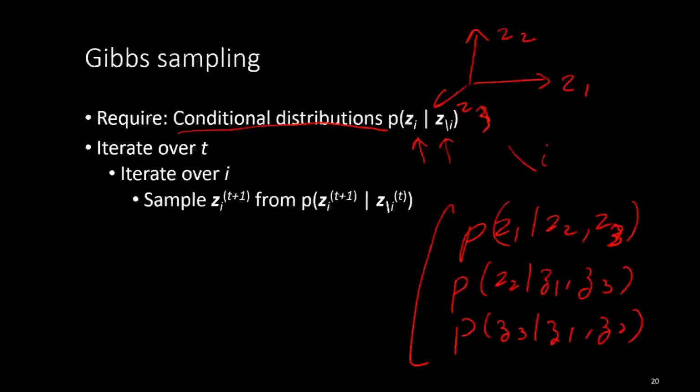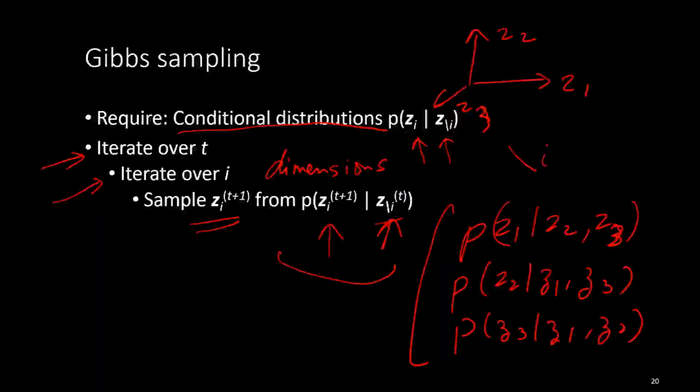What we would do is iterate over the number of samples, and within that iterate over dimensions. We would generate the ith dimension of the t plus 1th iteration by using the conditional distribution of the ith dimension given all but the ith dimension. This itself can be done using Metropolis, rejection sampling or some of the other sampling methods that we have talked about before.